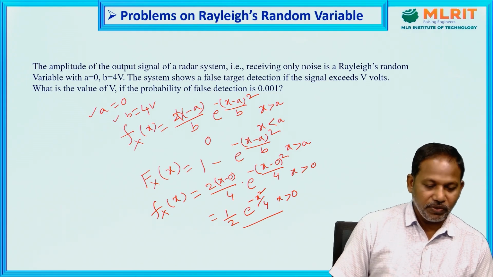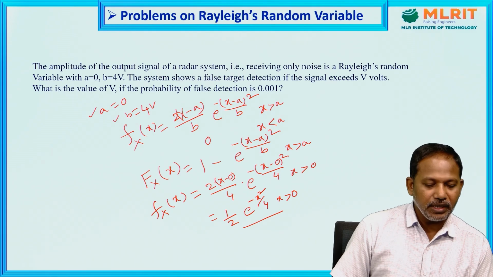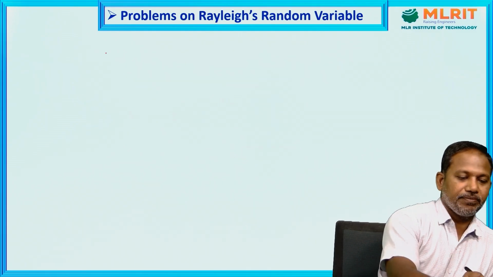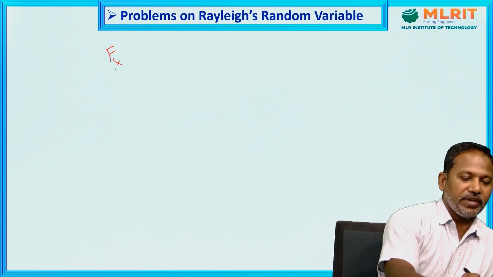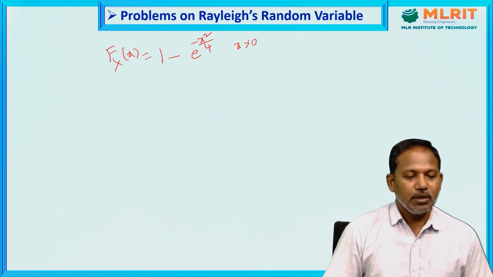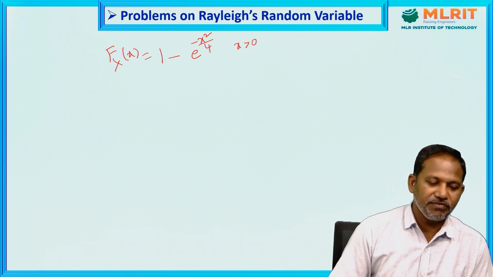Now we need to find the probability distribution function. See here, capital F_X(x) is equal to 1 minus e power minus (x minus 0) whole square by 4 for x greater than 0. So this is the probability distribution function for the given one.